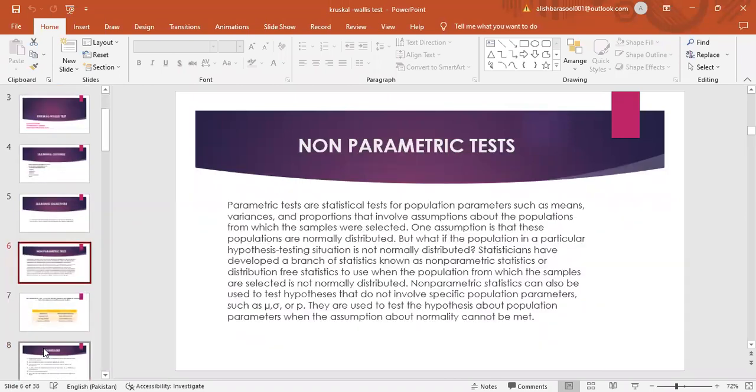What are the non-parametric tests? Parametric tests are statistical tests for population parameters such as means, variances, and proportions that involve assumptions about the population from which the samples were selected. One assumption is that these populations are normally distributed.